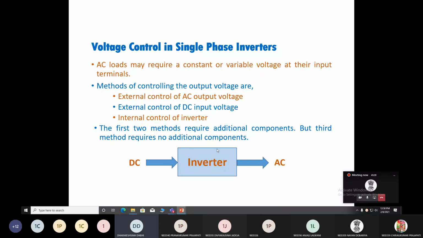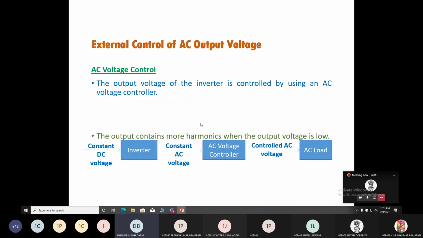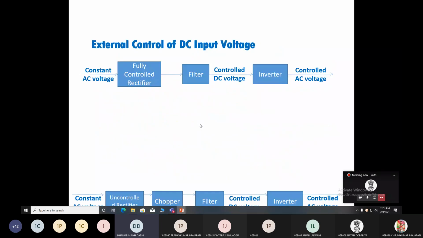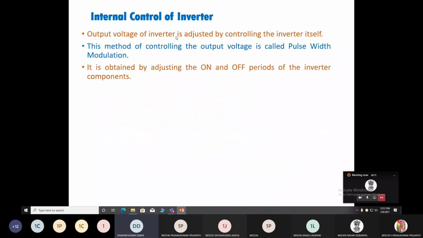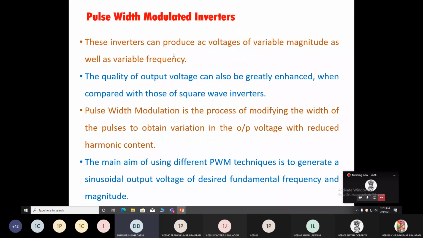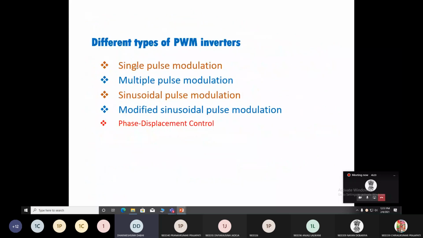We discussed these 2 methods, external control of AC and external control of DC input voltage. But because of the drawback that we require additional components, we generally prefer to use the internal control of the inverter to control the output voltage. In the internal control of the inverter, we have all these 5 different PWM techniques. First is single pulse modulation, second is multiple pulse modulation, third is sinusoidal pulse modulation, fourth is modified sinusoidal pulse modulation, and fifth one is phase displacement control.